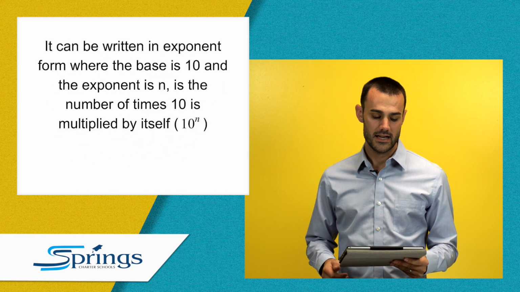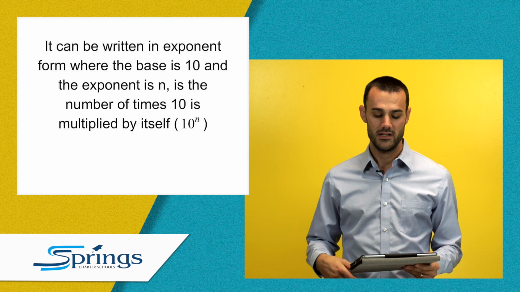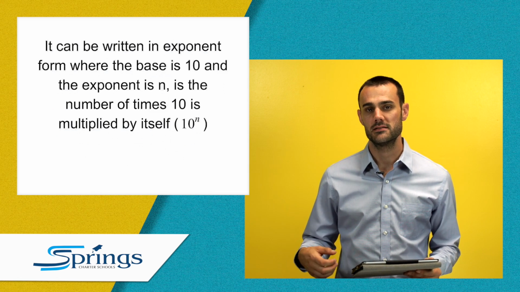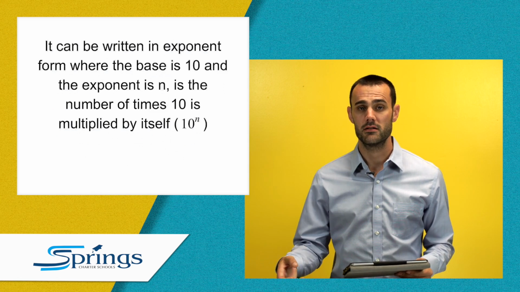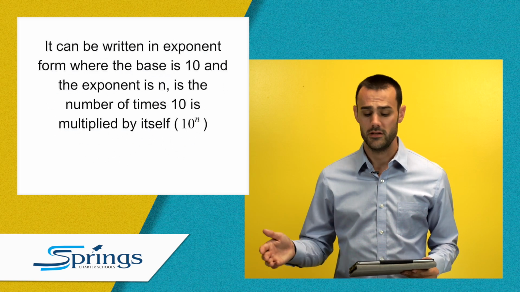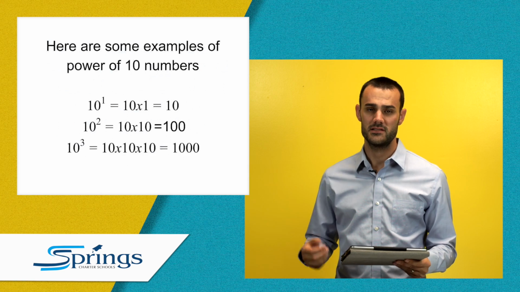It can be written in exponent form where the base is 10 and the exponent is n, which is the number of times 10 is multiplied by itself. Basically, what this looks like is 10 raised to the nth power. And the n is a number that can be anything from 1 to 1,000,000. So here are some examples of powers of 10.